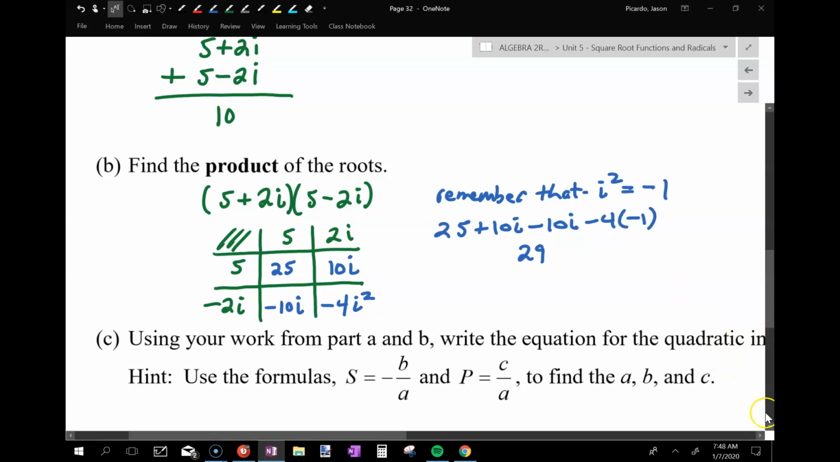Guys, remember something, right? Check this out. 5 plus 2i and 5 minus 2i. What are those called? Somebody said it. Conjugates, right? And what happens when we multiply conjugates of imaginary numbers? The imaginary numbers go bye-bye, right?